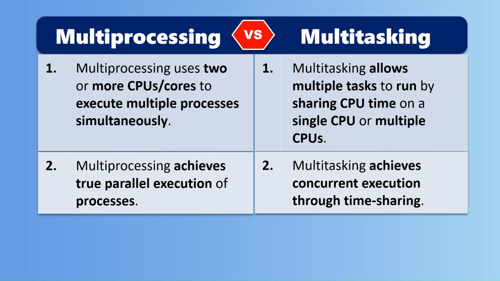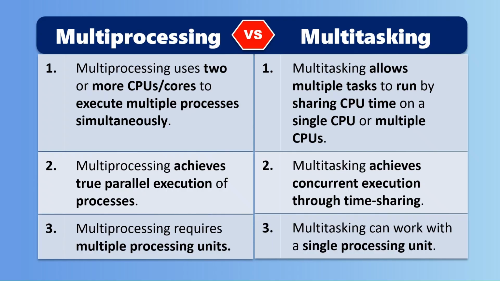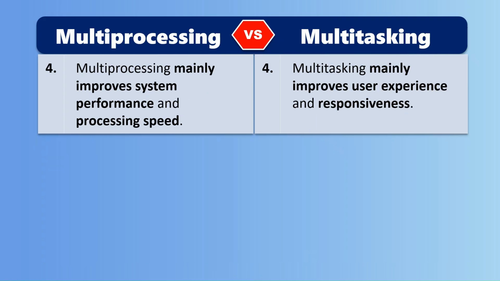Multitasking achieves concurrent execution through time sharing. Multiprocessing requires multiple processing units. Multitasking can work with a single processing unit. Multiprocessing mainly improves system performance and processing speed. Multitasking mainly improves user experience and responsiveness.